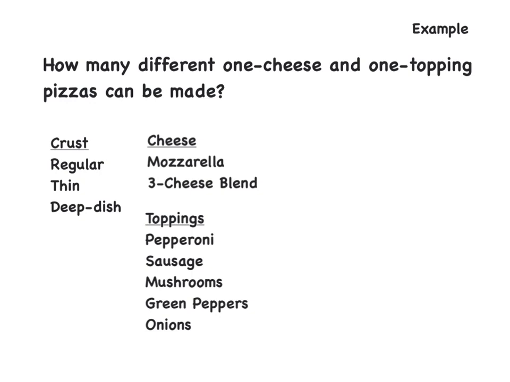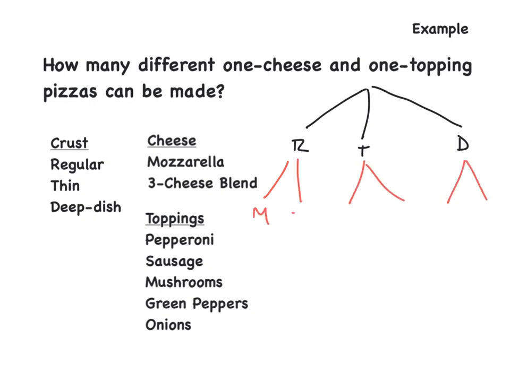So we could do this. We could make a tree diagram out of it. So if we have the crust, we have 3 different types of crust, which is regular, thin, deep dish. From that, you have 2 different types of cheeses. You have the mozzarella and the 3 cheese, for each crust. Then we have our toppings. There are 5 toppings that you can choose from. 2, 3, 4, 5.